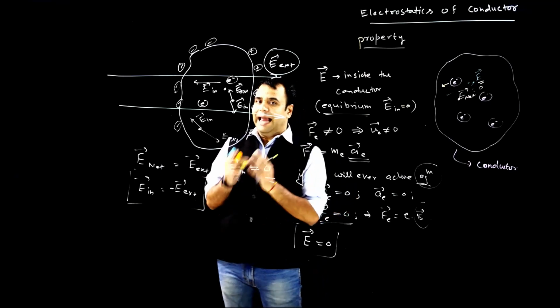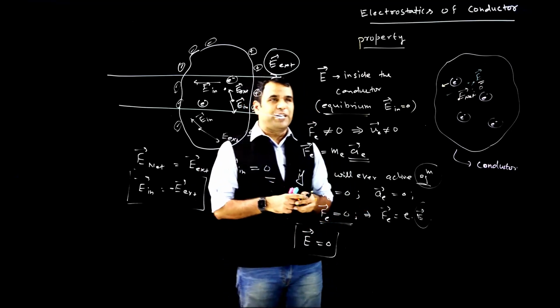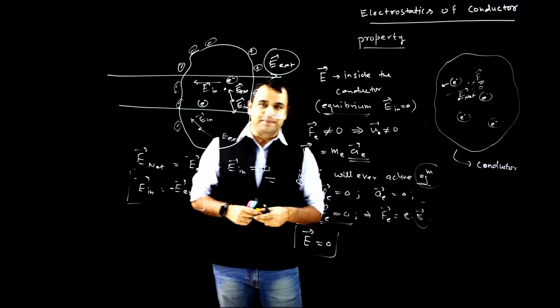So electrons have to be there. If electrons are there, the field will become 0. Okay, so that's your first property.